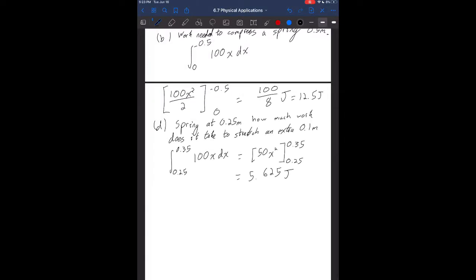Which is really interesting, right? It took almost half as much to go from 0.25 to 0.35 as it did to go from 0 to negative 0.5. So you can see it is getting a lot harder as you go along. You need a lot more work to go this extra 0.1 meters.